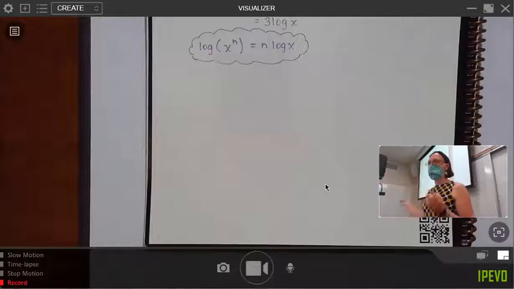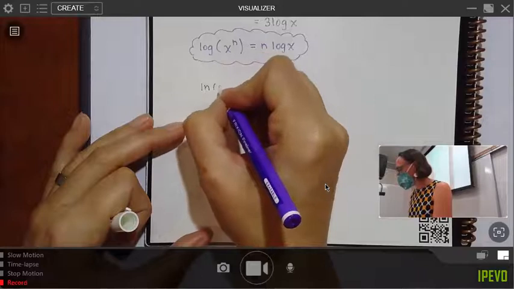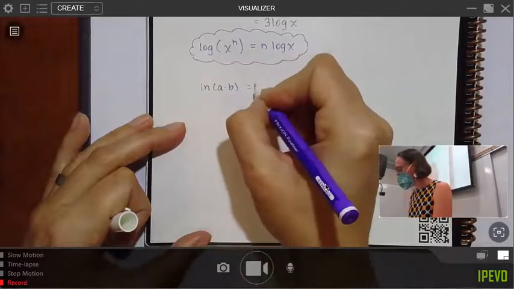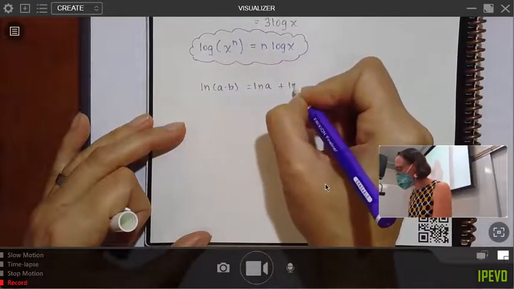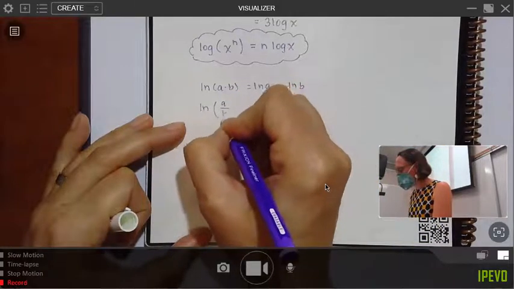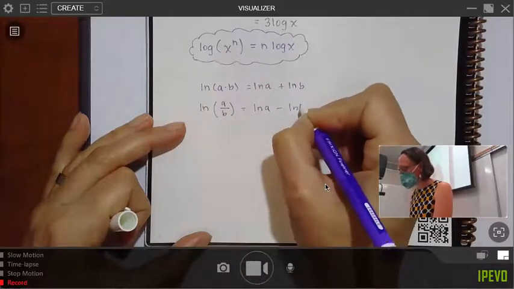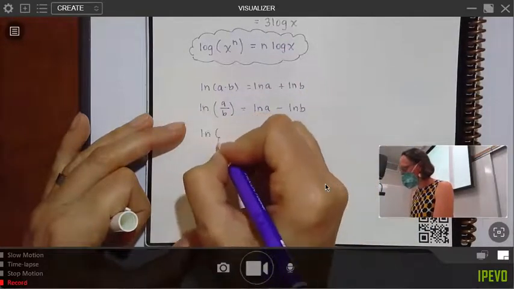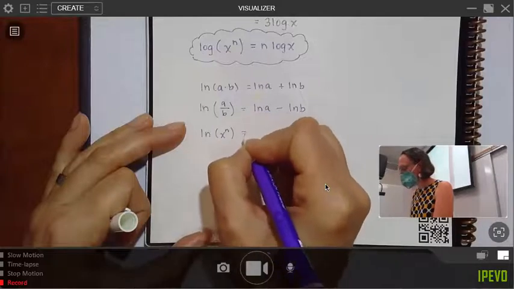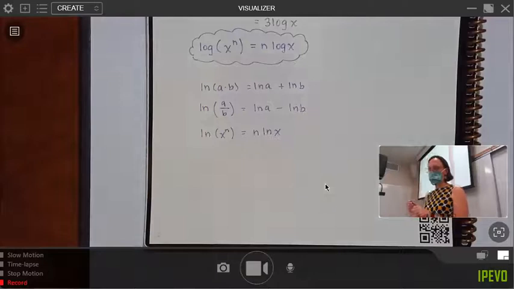So if I switched it to natural log, these rules would look like: natural log of A times B is equal to natural log of A plus natural log of B. Natural log of A divided by B is equal to natural log of A minus natural log of B. And natural log of x to the n is equal to n natural log of x.